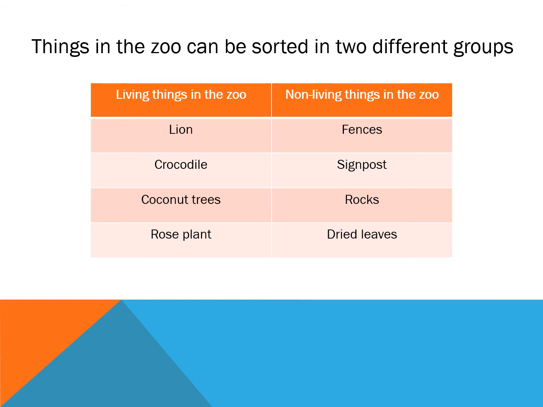Now, kindly refer to page number 30 of your book. There are two different groups. First is living things in the zoo and the next is non-living things in the zoo. I hope you have seen the living things in the zoo, for example lion, crocodile, trees, plants, and the second part is the non-living things in the zoo, that are fences, signposts, rocks and dry leaves.